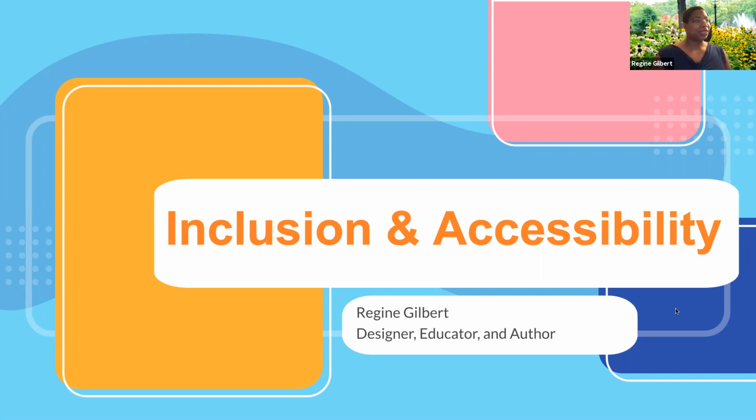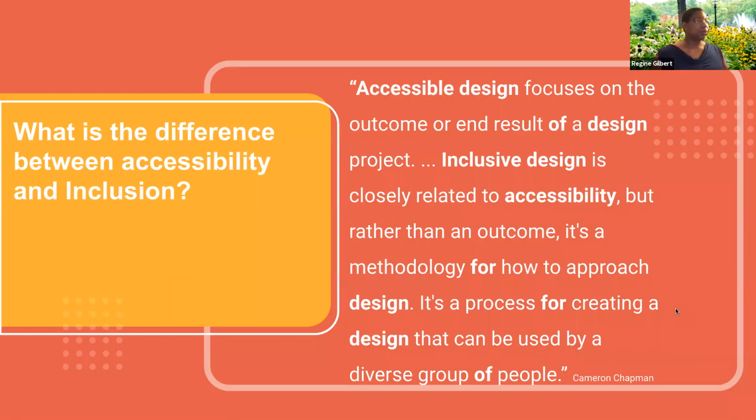Here we go. So, what is the difference between accessibility and inclusion? This is from Chapman, and I like this definition a lot. Accessible design focuses on the outcome or end result of a design project. Inclusive design is closely related to accessibility, but rather than an outcome, it's a methodology for how to approach design. It's a process for creating a design that can be used by a diverse group of people.